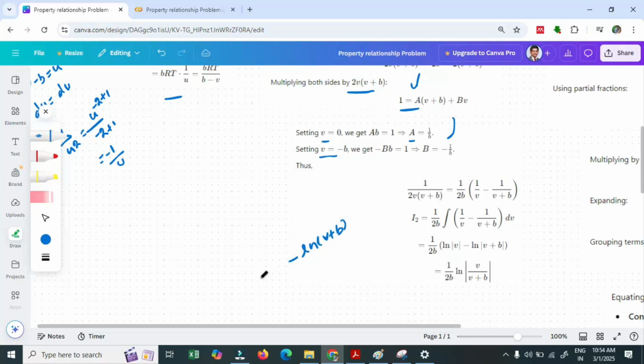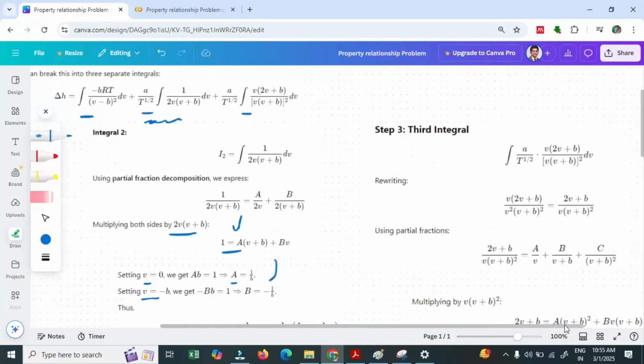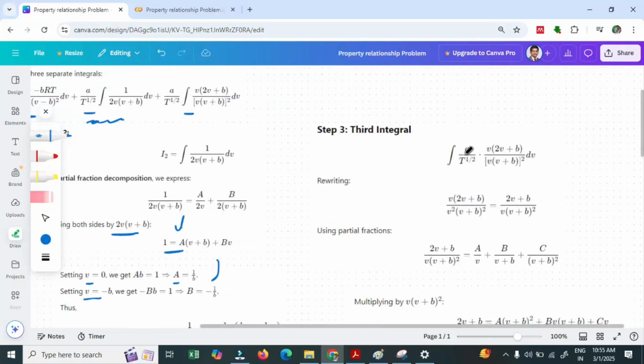Similarly, I will apply it for the third term. What is the third term? I have here a divided by t power 1 by 2, integration of v into 2v plus b divided by v multiplied by v plus b power 2 dv. For that, I just took this integration part from here, and I'll be rewriting that. I'm just taking this as a constant to avoid confusion, keeping it aside, and I have 2v plus b divided by v square into v plus b power 2. Just cross multiply here the v, we have 2v plus b, and this v square will be cancelled out. I have v into v plus b square.